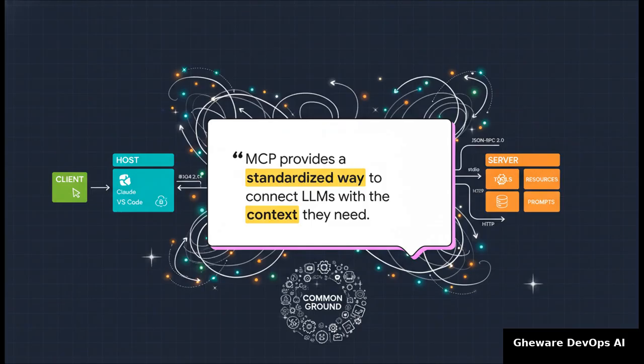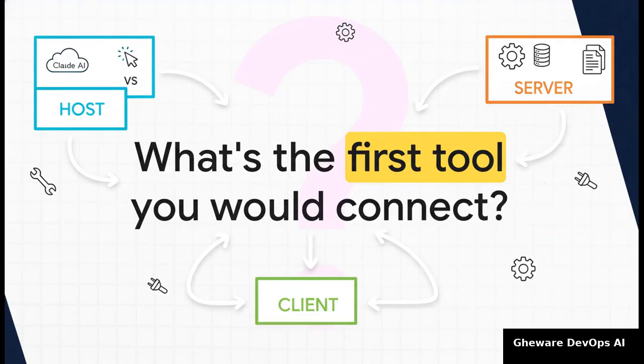So now that you get it, the three core components, the host, the client, and the server, it really makes you think, doesn't it? In this new world of standardized, plug-and-play AI tools that's opening up, what's the very first thing you would want to connect to your favorite AI application? What's that one tool that would be a total game changer for you?